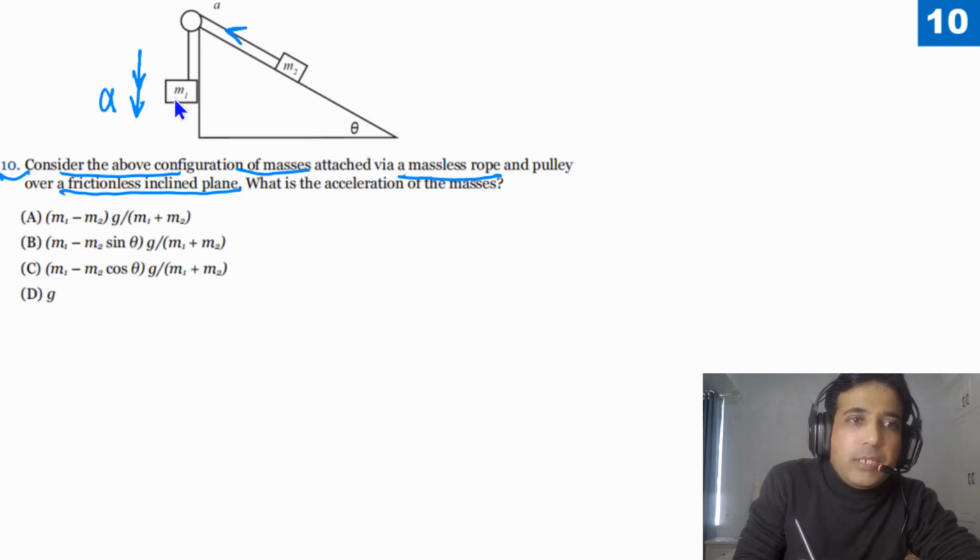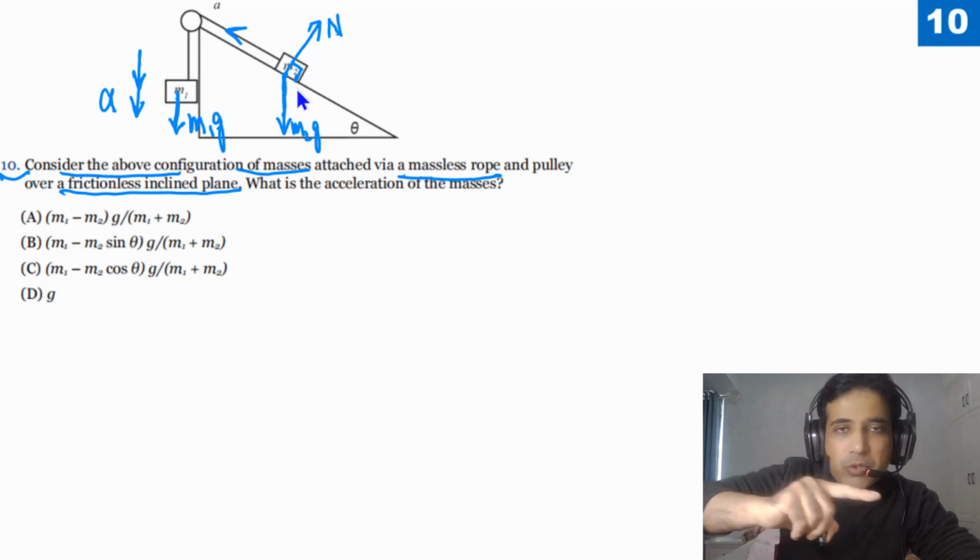And we can also draw the force acting on this mass, the force acting down. We can say that force is M1G. Now we can consider the forces acting on this block, on this mass. One force is the force of gravity, acting vertically down. We can say this force is M2G. There is also a normal reaction force that is perpendicular to the plane, at an angle of 90 degrees. We can say this one is N. But this block is not moving perpendicular to the plane.